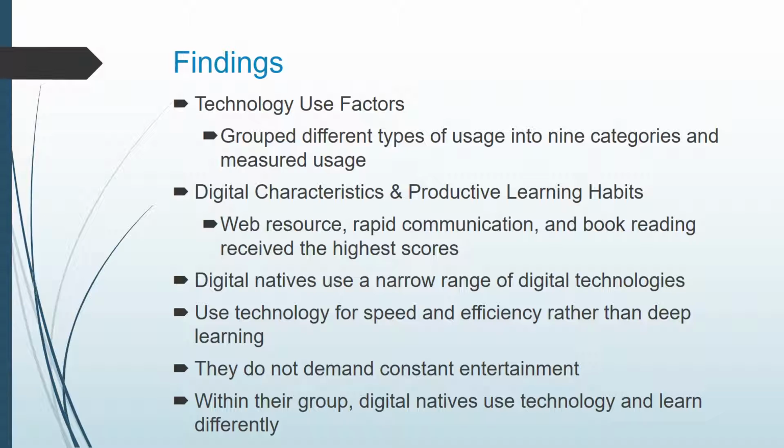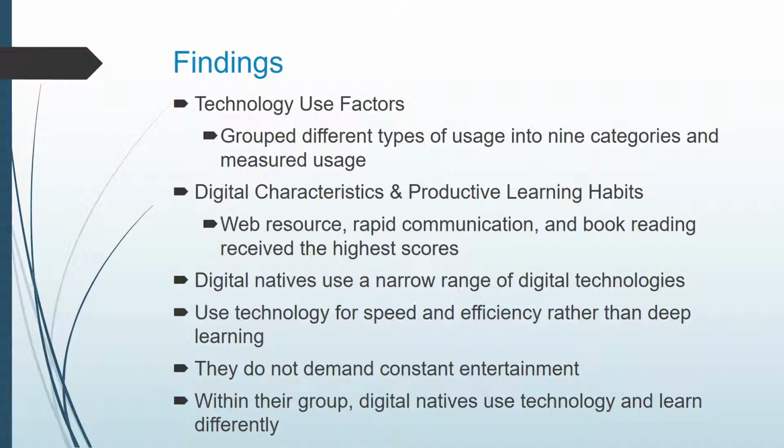And they also found that digital natives use a narrow range of digital technologies. They use technology for speed and efficiency rather than deep learning. So basically, if they're posed with a question, they will go to the internet and search for the answer, but they won't go any farther than that. They do not demand constant entertainment. And within their group, digital natives use technology and learn differently.